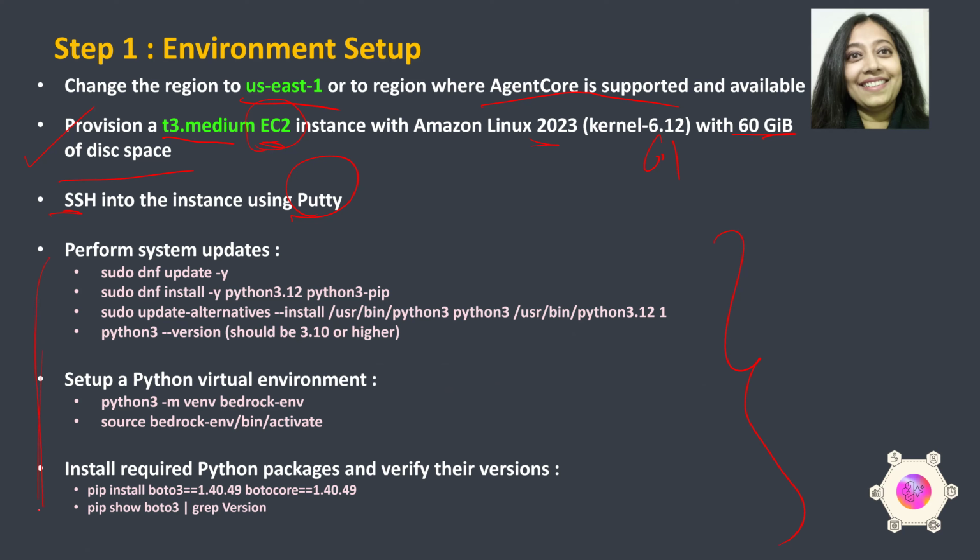I would recommend that you go with an EC2 instance for this particular lab, because otherwise you will get a lot of conflicts. AgentCore is in preview, and sometimes it does become a little unstable. So simply provision an EC2 instance, SSH into it, and execute all of these commands.